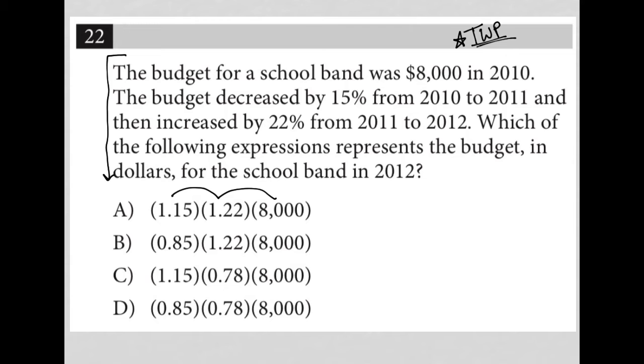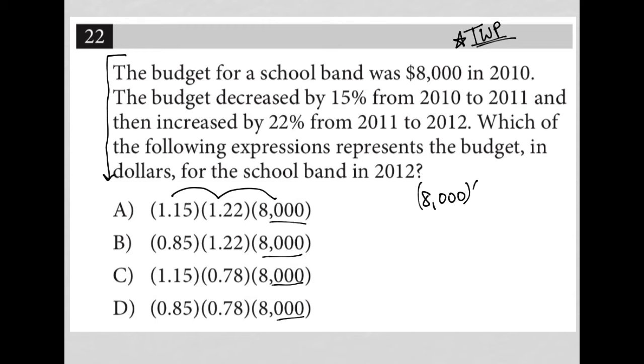So sentence 1 here says the budget for a school band was $8,000 in 2010. So we have 8,000. And I'm, again, scanning to my answers. They all have that 8,000 number there. The next sentence says the budget decreased by 15% from 2010 to 2011. Well, a 15% decrease will give you 85% of the original value, right?